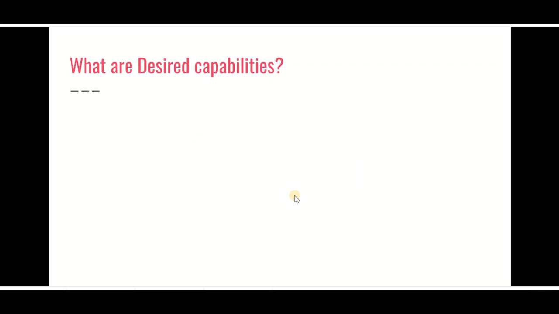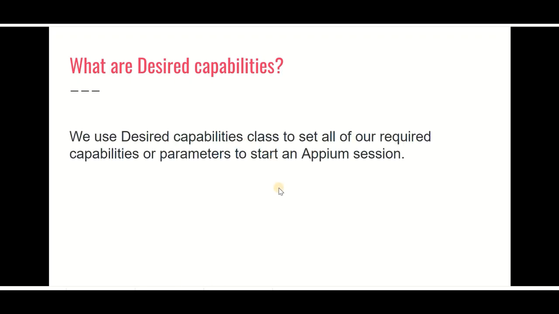Next question. What are desired capabilities? It's a very common question. So if you're familiar with Appium or mobile automation, you're supposed to know it. So let's see, what are desired capabilities? We use the DesiredCapabilities class.